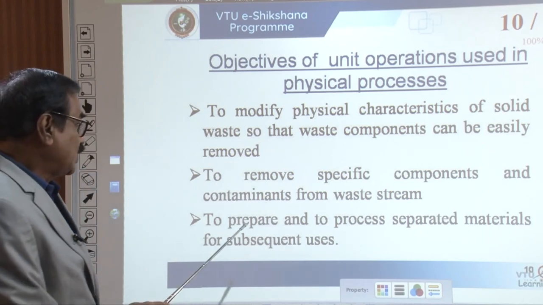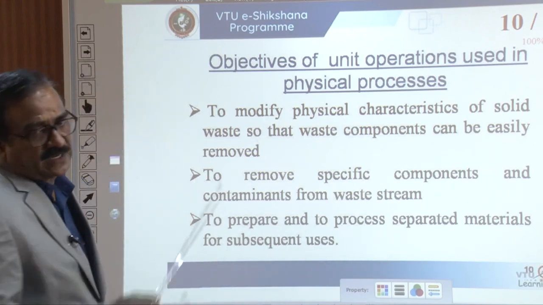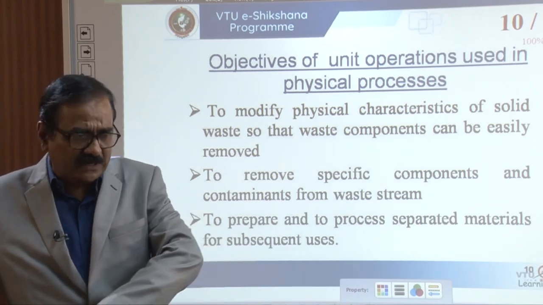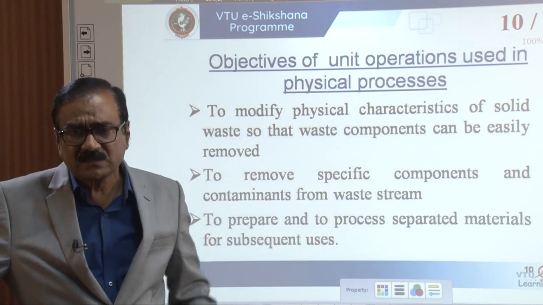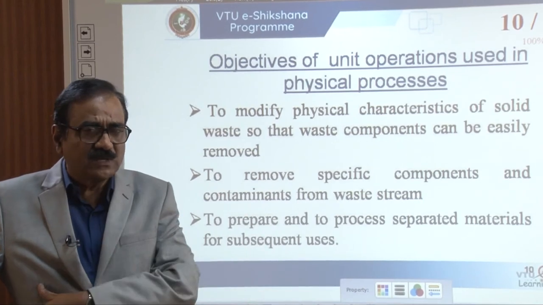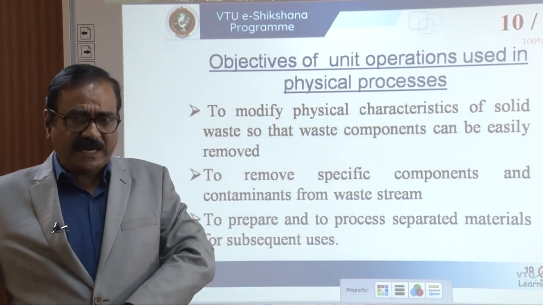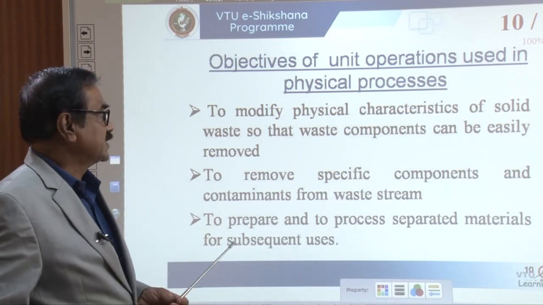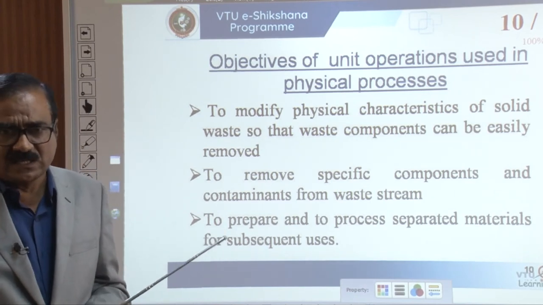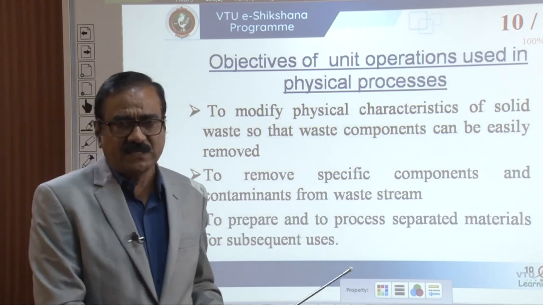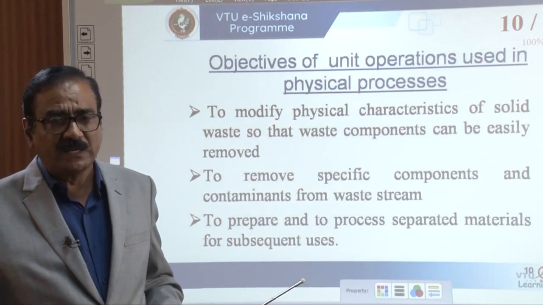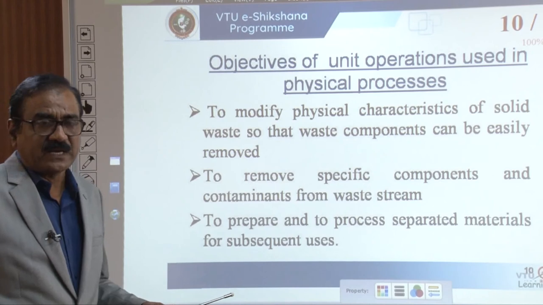Then, to produce and process separated materials for subsequent uses. Whatever materials we have collected, prepare them. For example, collect all the glass materials separately and send them for further processing, so that all those glass materials can be reused for producing new glass items. So these are the objectives. One is modifying the properties, removing the specific components from the mainstream like hazardous waste, and preparing all these separated materials for subsequent processing depending upon your ultimate aim of converting these separated items.